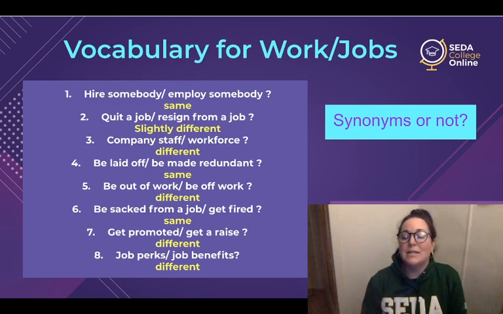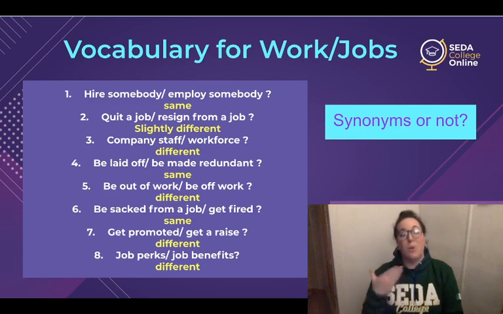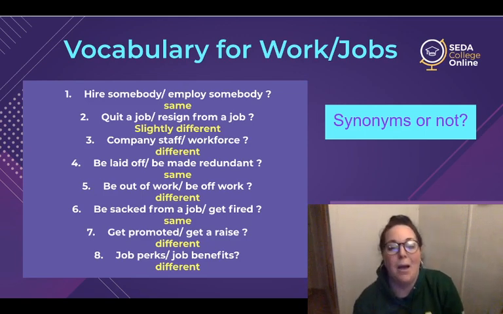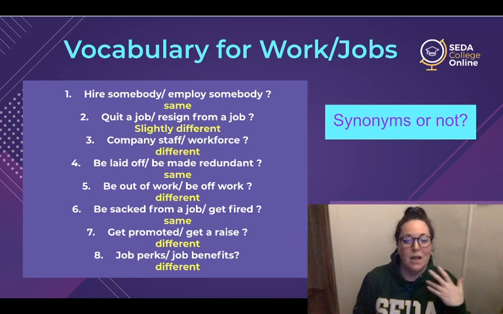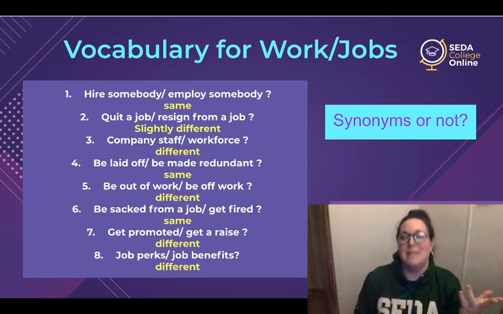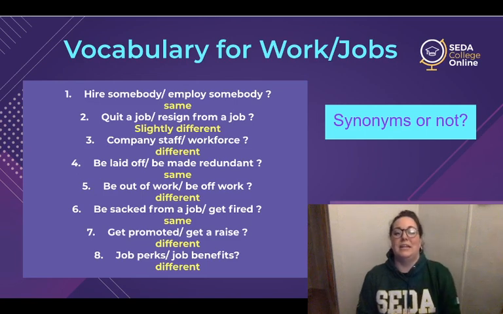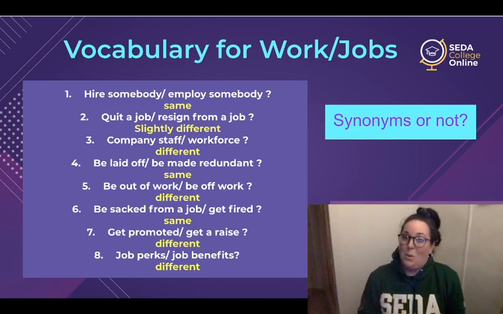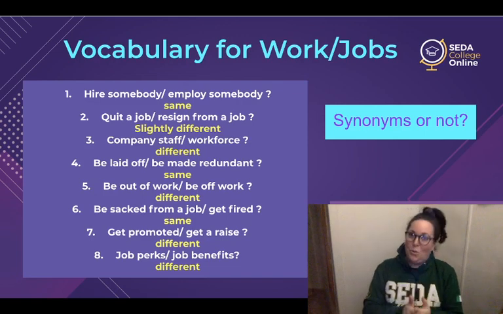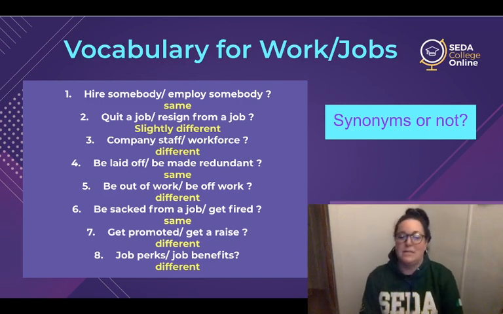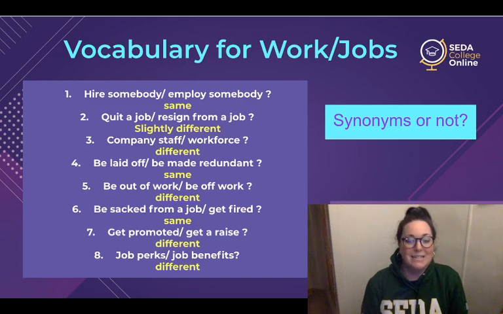Number 7. To get promoted or to get a raise. They're both positive things usually, but they are different. So if you get a raise, that means you get an increase in your salary or your wages. To get promoted means that you get given a higher level position. That does not always mean you get paid more money. So that's an important thing to remember. If you get promoted and you don't get a raise, then someone is thinking they can get you to do more work for the same money. Keep that in mind.